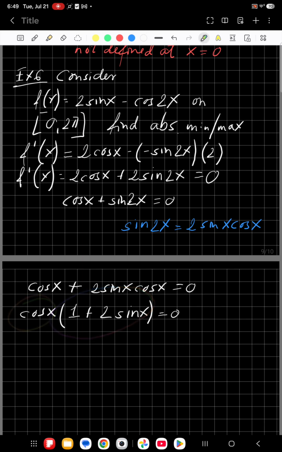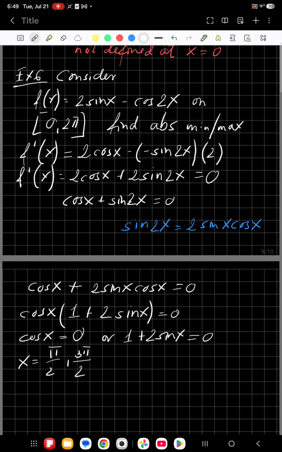It's either the first factor equal to 0 or the second one. So cosine x equals 0, or 1 plus 2 sine x equals 0. Okay, so cosine is 0 for our interval from 0 to 2 pi for pi over 2, for 90 degrees, and then 270. So the solution from the first equation is x equals pi over 2 or 3 pi over 2.